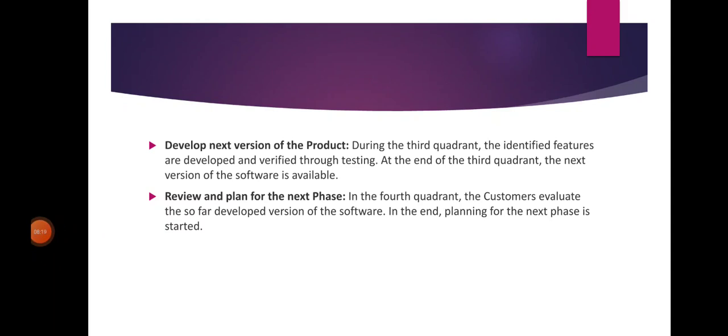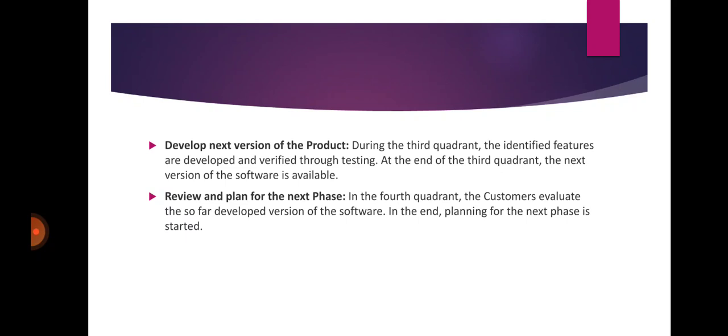After completing the risk factor, this is the third quadrant: the identified features are developed and verified through testing. At the end of the third quadrant, the next version of the software is available. After completing the risk factor and developing the best solution, the third quadrant is about testing. Once it is developed in the second quadrant, here we test each phase of the spiral model, to avoid risks or misleading the project in future.